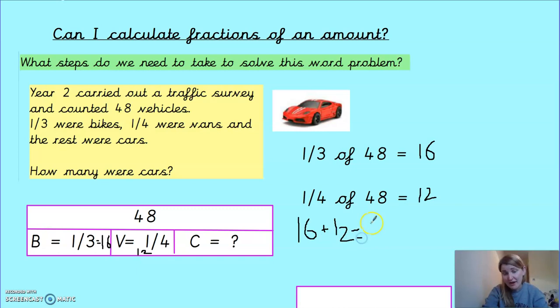So now I know that 48 is the same as 28 bikes and vans plus the rest are cars. I'm going to do 48, take away 28, and I'm going to get 20 as my answer. I didn't even have to write that bit out because I could do that mentally.